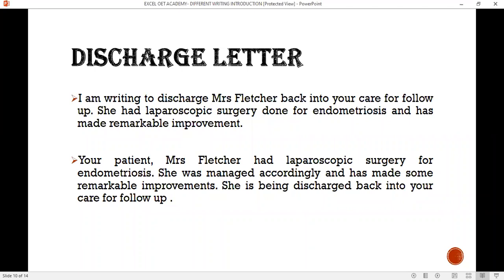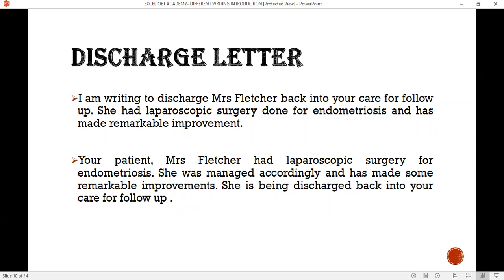Your patient. You're telling the GP, now your patient, and now you get out. All right. So, your patient, Mrs. Fletcher, as I said, one thing about this letter is that you can always vary. You can either start with what the patient is being managed for, and then later say what you are doing, either you're discharging or you're referring. So you can see this one. I said, your patient, Ms. Fletcher, had laparoscopic surgery for endometriosis.